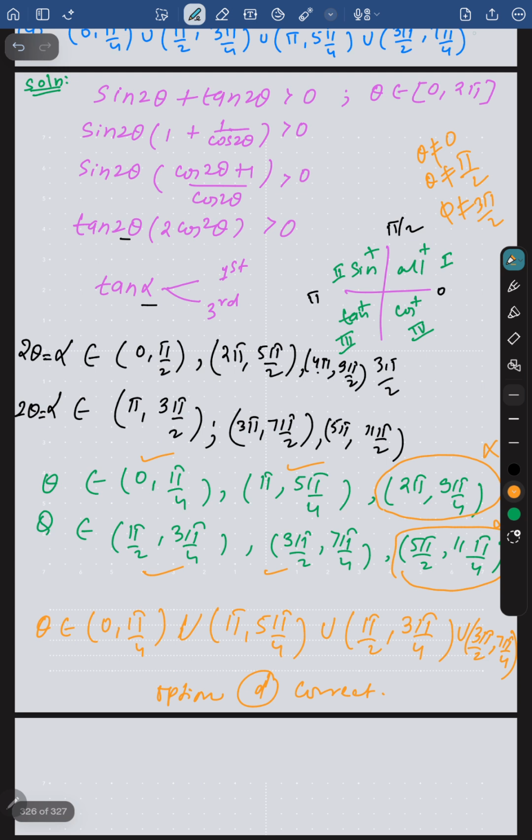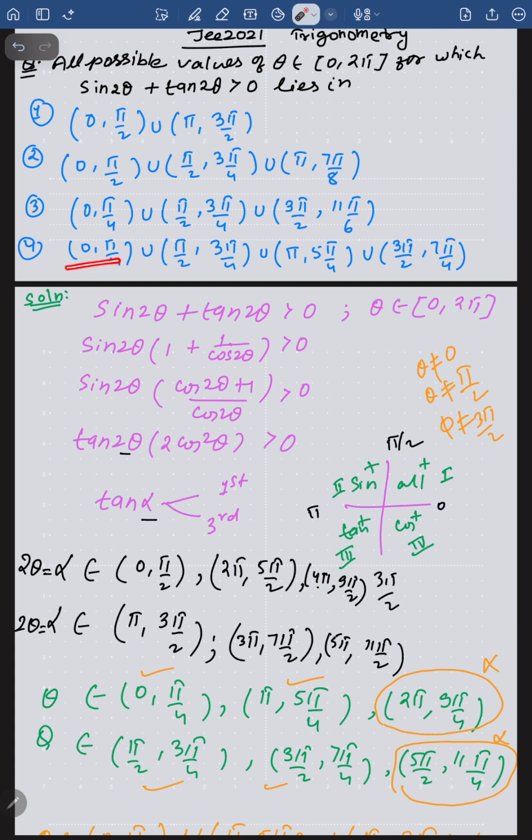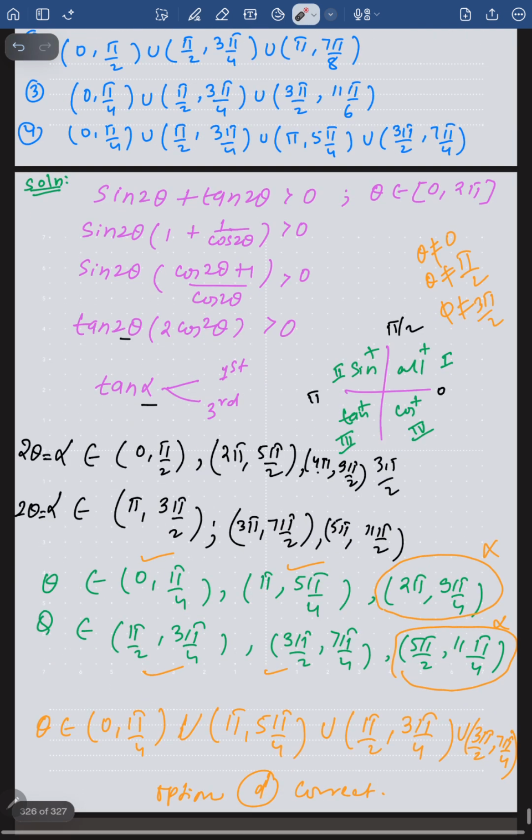Okay, thank you. So you can match it. 0 to pi by 4 we have in our answer, pi by 2 to 3 pi by 4, pi to 5 pi by 4, yes, 3 pi by 2 to 7 pi by 4, yes. Thank you.